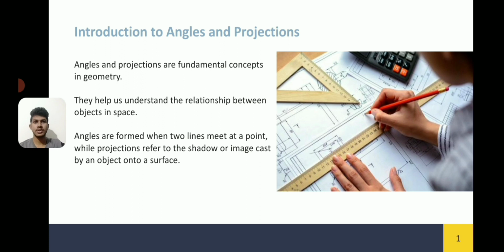So in this video, let us discuss angles and projection, rotation, reflection, contraction and a simple explanation of it. So, introduction to angles and projections. Angles and projection are fundamental concepts in geometry. They help us understand the relationship between objects in space. Angles are formed when two lines meet at a point, while projection refers to the shadow or image cast by an object onto a surface.